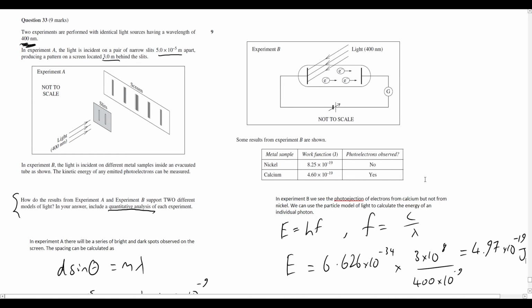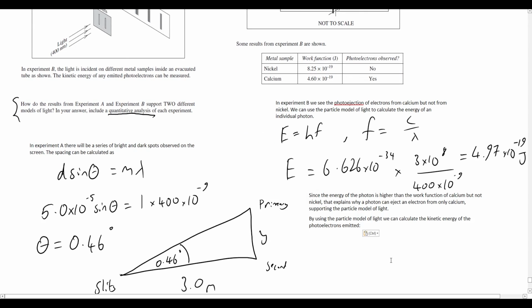And so that's why we see that the photon will only emit an electron from calcium and not from nickel, since it is greater than the calcium work function, but is not greater than the nickel work function. Okay, so what can we say now? Well, let's write that a little bit more succinctly. So we can say, since the energy of the photon is higher than the work function of calcium, but not nickel, that explains why a photon can eject from only calcium, supporting the particle model of light. And by using the particle model of light, we can calculate the kinetic energy of the photoelectrons emitted.